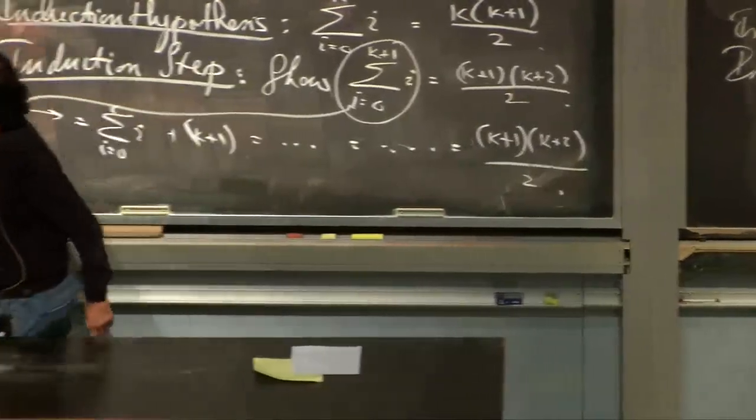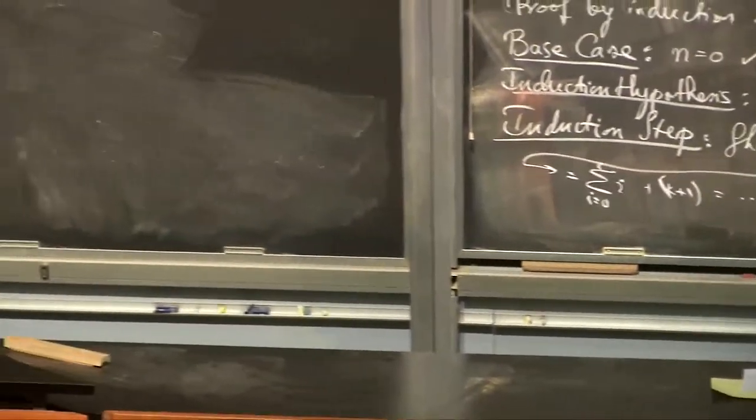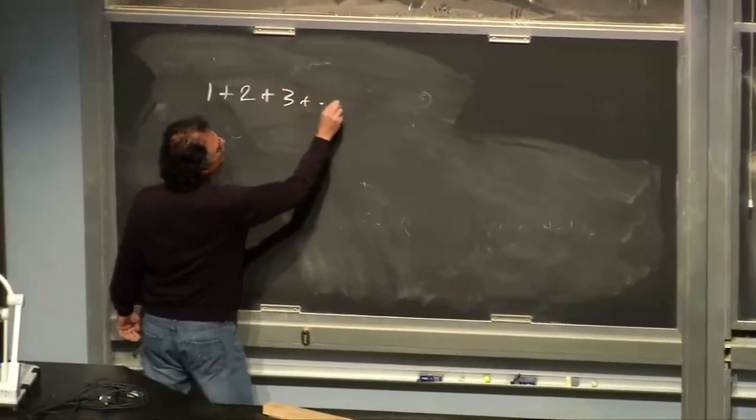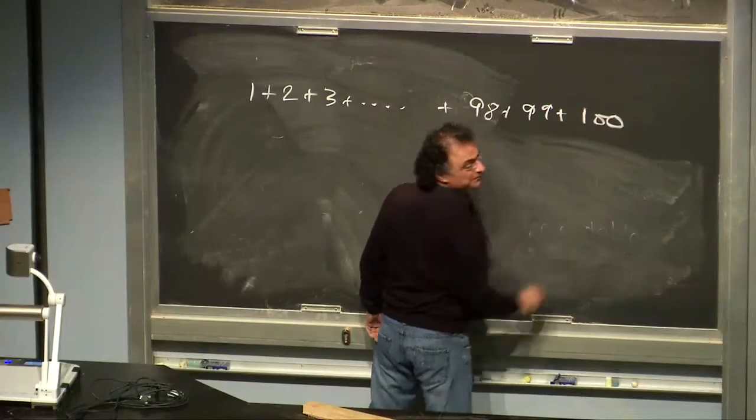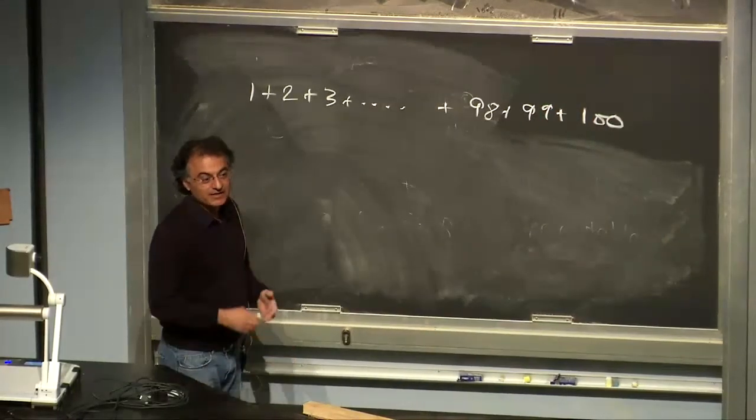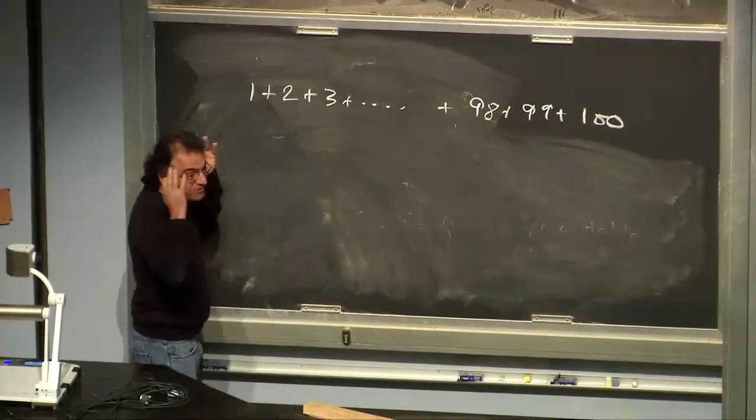See, here's what he was doing. He was saying, well, he had to add 1 plus 2 plus 3 plus ... plus 98 plus 99 plus 100. Okay? This is what he was trying to do. And so in his mind, he put these together.